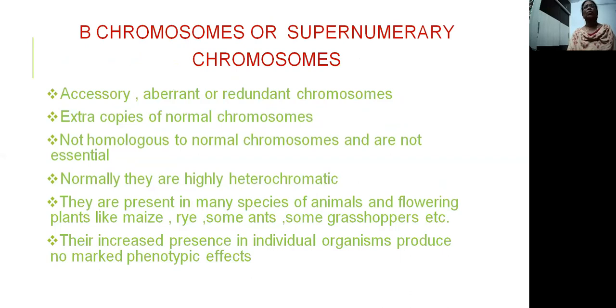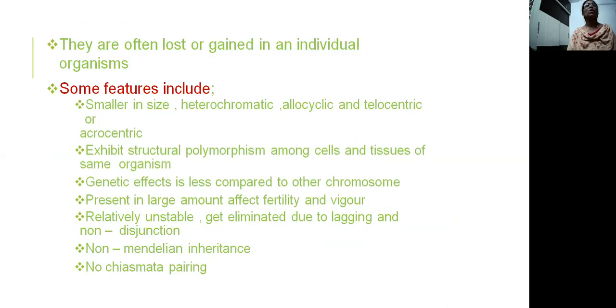Normally, they are highly heterochromatic, that is, genetically they are not active. They are present in many species of animals and flowering plants like maize, rye, some ants, some grasshoppers, etc. Their increased presence in individual organisms produces no marked phenotypic effect. So with the presence of these B chromosomes, there is no change in the phenotypic expression of the individual species. They are often lost or gained in an individual organism.